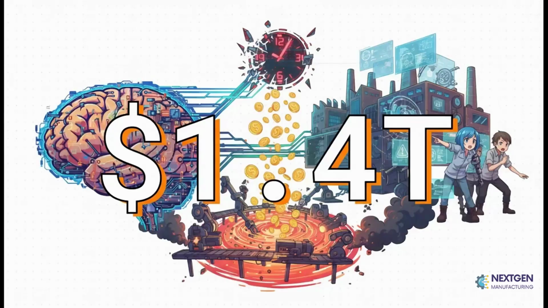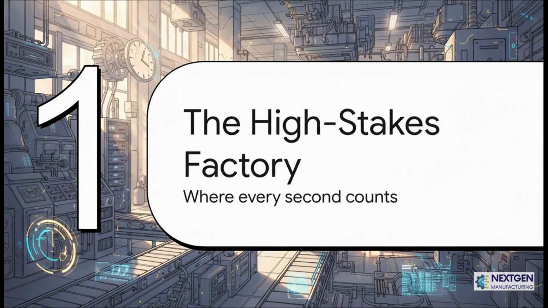The answer is this number right here, $1.4 trillion. That is the insane annual cost of unplanned downtime for the world's biggest companies. It's like a quiet catastrophe that's happening every single day, right under our noses. And that massive number brings us right here to the high-stakes world of the factory floor.